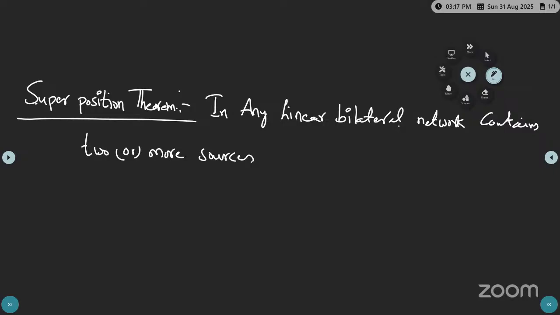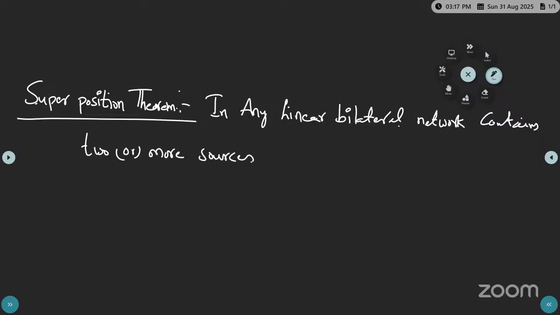We cannot apply the superposition theorem for single source circuits, for nonlinear elements or nonlinear circuits, and for power calculation. Power calculation means I square R. Power is nothing but I square R.